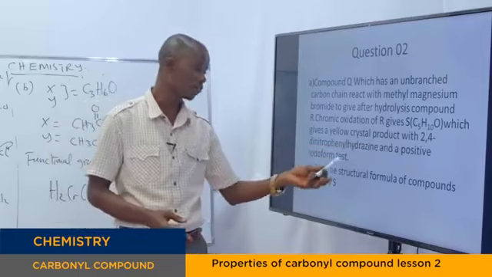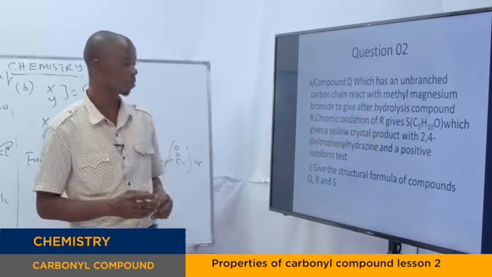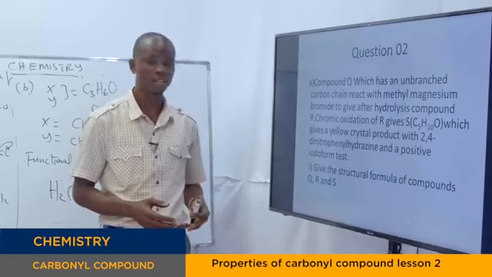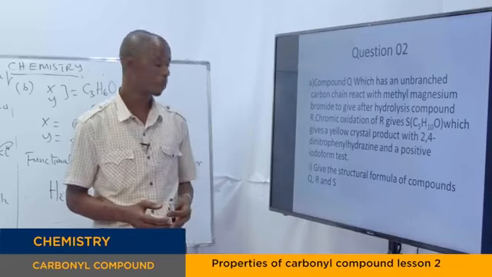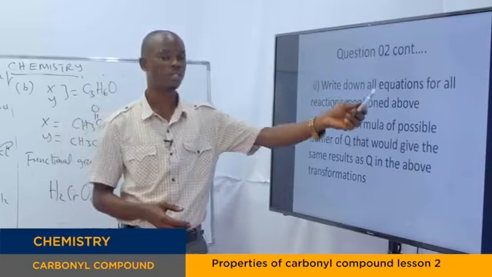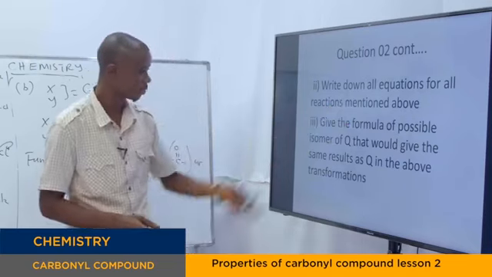Giving a positive iodoform test means this carbonyl compound has a terminal methyl group. So you can do it by yourself. This is a very simple one. So from there we can proceed with the other part of the question. Write down all equations for the reactions mentioned above. So you can write the chemical equations.